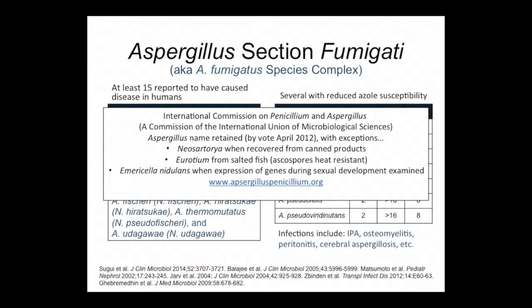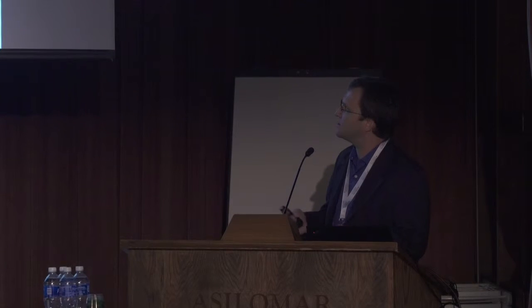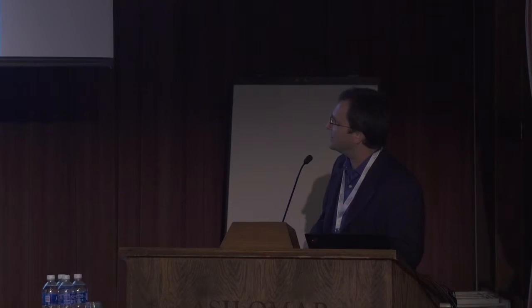Those include Neosartorya when recovered from canned products. I don't know the last time you actually opened a can and found a patient. The Eurotium when it's from salted fish, because apparently the ascospores are heat resistant. And then Emericella nidulans when the expression of genes during sexual development is examined. If you want to look specifically at the 5 options they considered when they voted to keep Aspergillus, you can look at this website. It also has a fairly up-to-date list of new names for both Aspergillus as well as Penicillium.